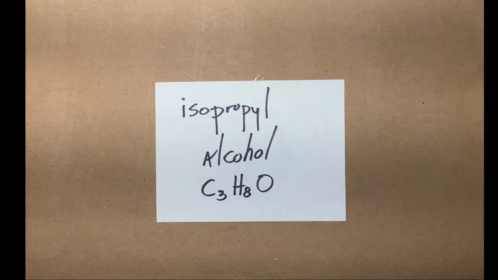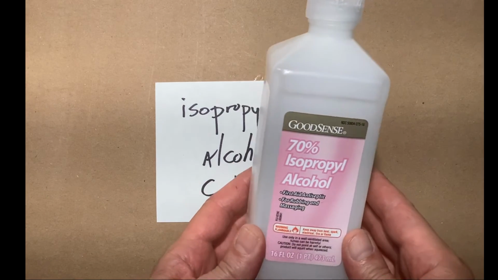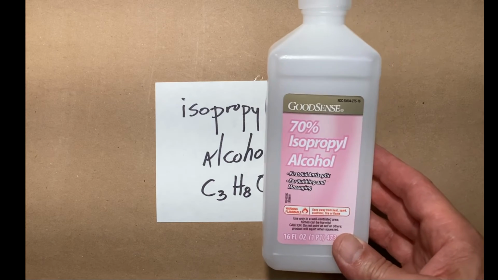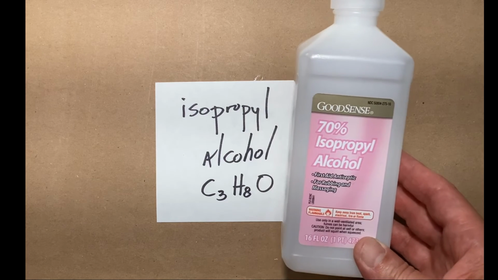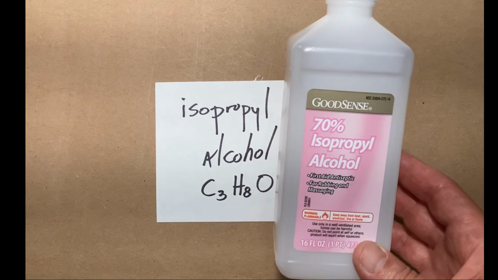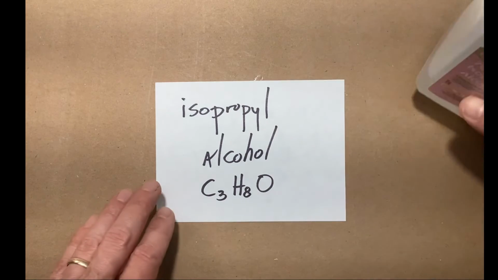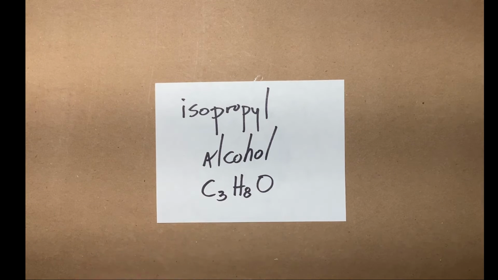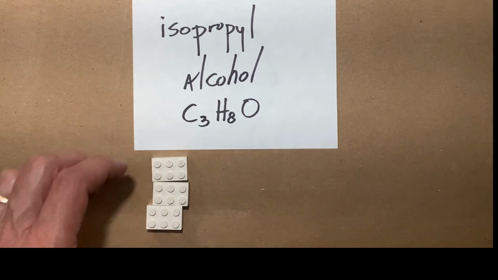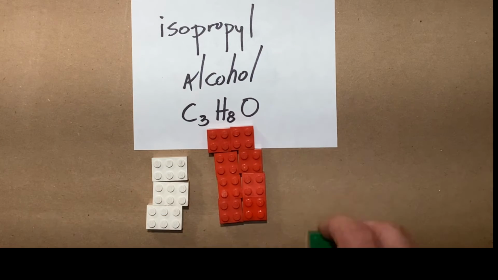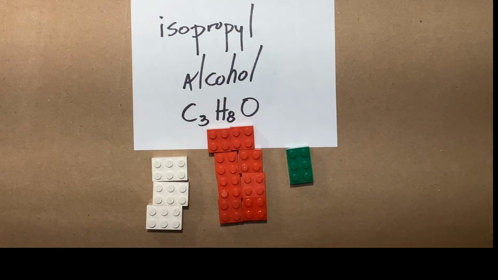Our next model is going to be isopropyl alcohol. It is a common thing that you can get at the drugstore. We often refer to this as rubbing alcohol, and it is what makes up most of hand sanitizer, a lot of it in COVID times, for instance. The formula here is C3H8O, so we need 3 carbons, 8 hydrogens, and 1 oxygen.